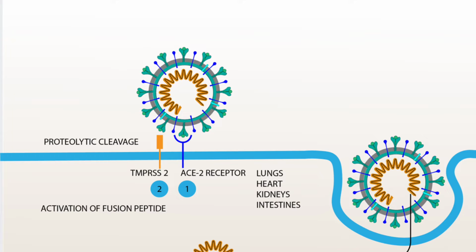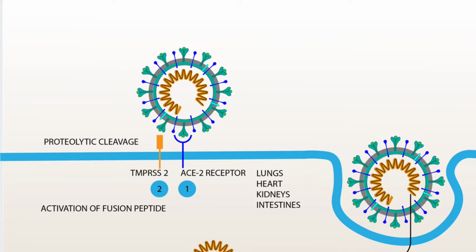Step 1. The life cycle of SARS-CoV-2 virus begins with entry of virus into the host cell. It involves binding of spike proteins to the ACE2 receptors. These receptors are mainly expressed in lungs, heart, kidneys, and intestines.